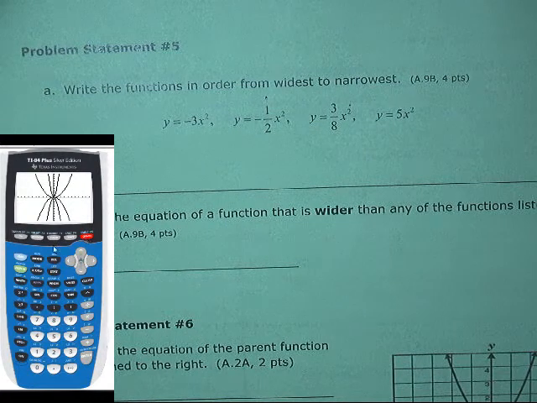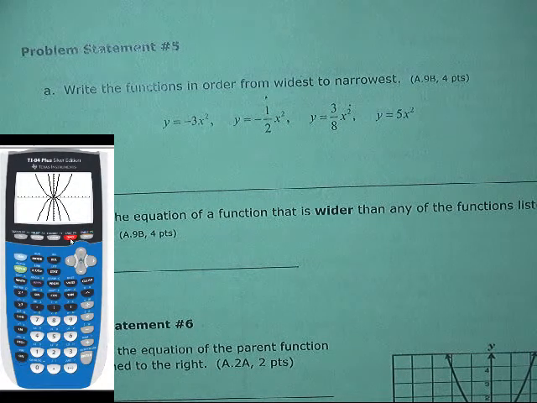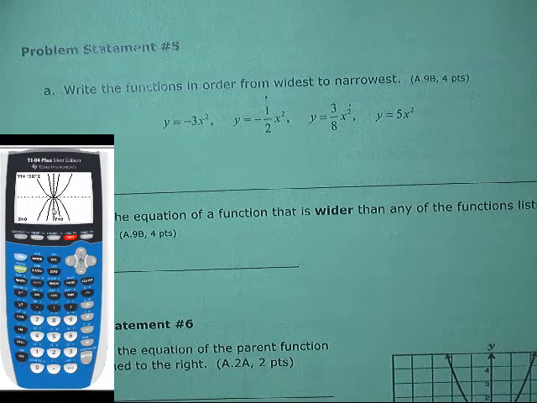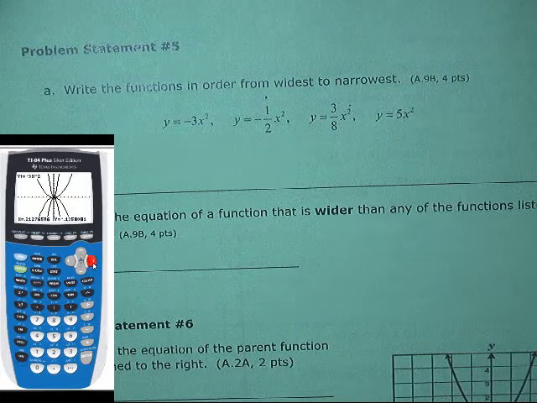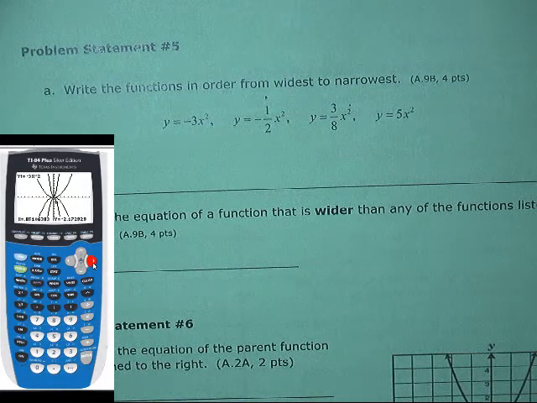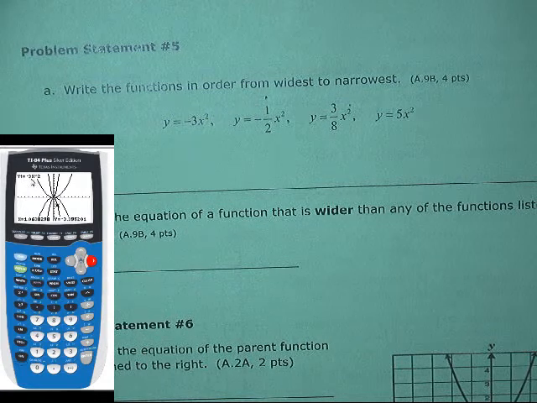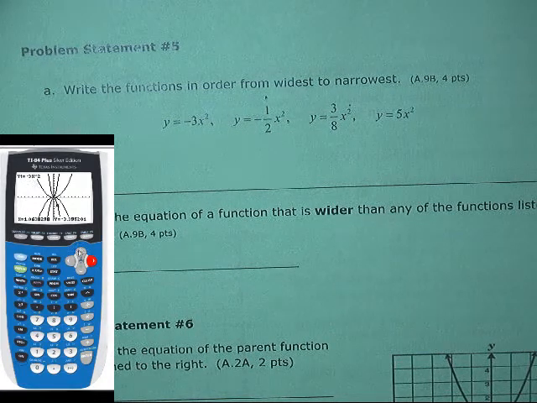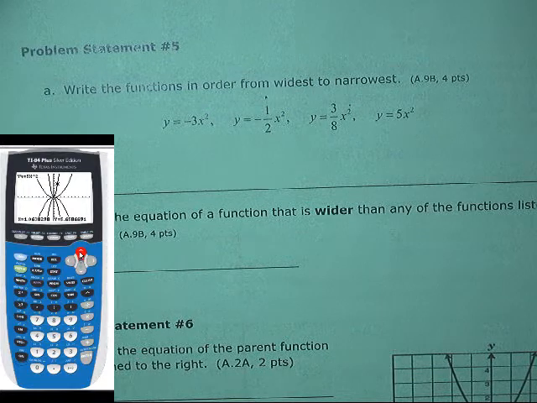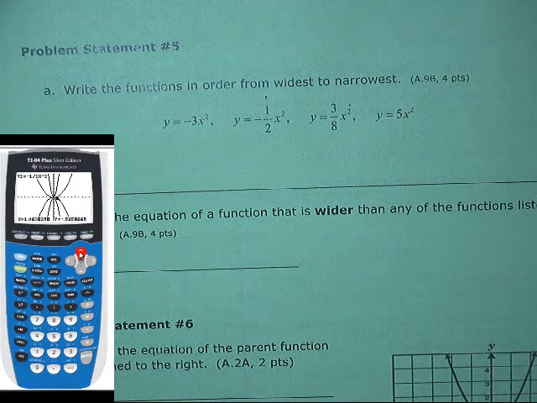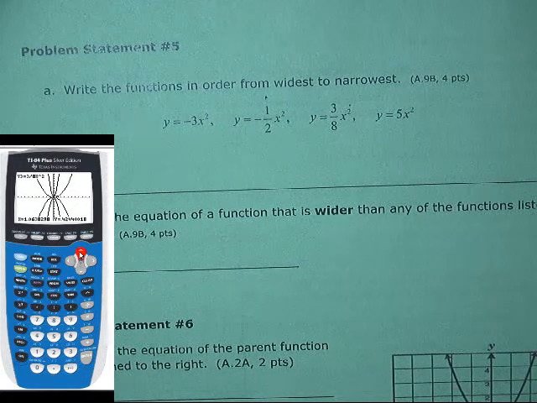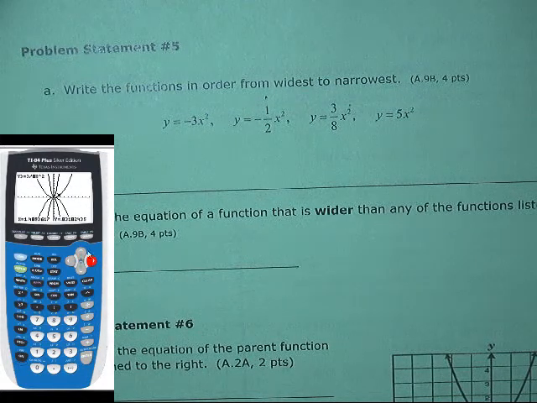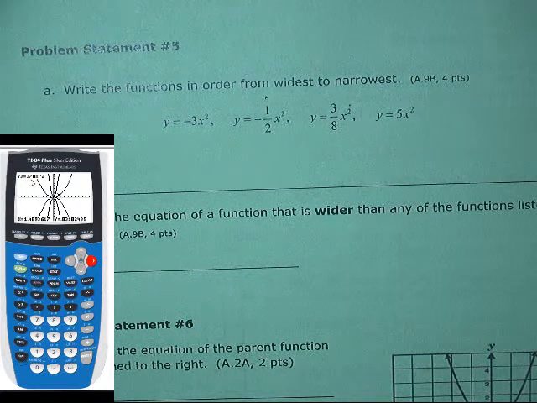It's easy to forget. One thing you can do is hit the trace button. Now notice the cursor is right there in the middle at 0, 0. If I arrow over a few times, you'll notice that it starts tracing this one, which is my first one. It says y1 equals negative 3x squared. So if I press the up and down arrows, it'll jump to all the different ones. So I want to go ahead and put my cursor on the one that's the widest, which is this one going up. And my widest one is 3/8 x squared.